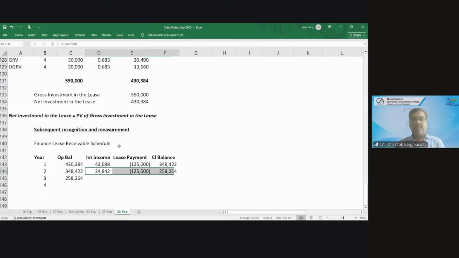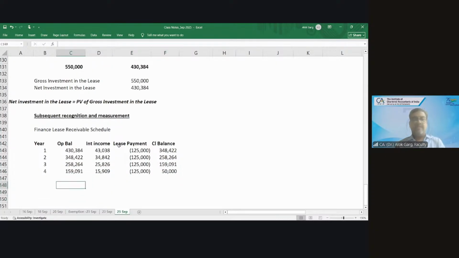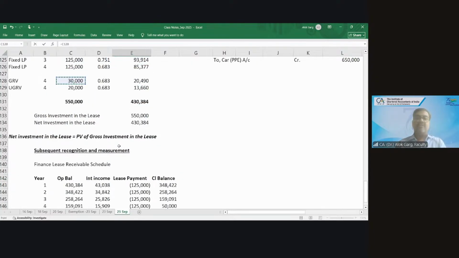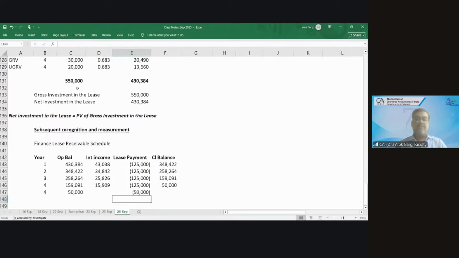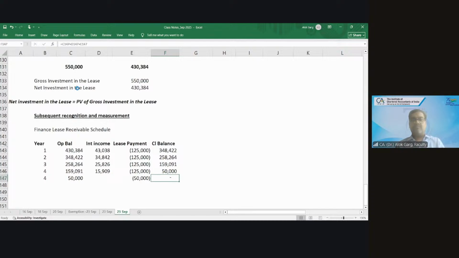Now, at the end of the fourth year, again I am typing here. My balance is 50,000, and at the end of the fourth year only, I will receive the lease payment of this residual value, 50,000. So this has become 0. Correct? Is that clear?